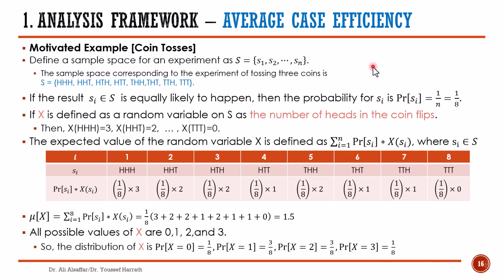How similar are the steps in this example to the steps for finding the average case time complexity of an algorithm? The answer is exactly the same steps. I mean, to find the average case efficiency, just follow these steps but define the random variable on the number of executions of the basic operation. Let us go over these steps in detail.